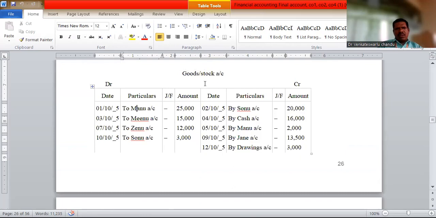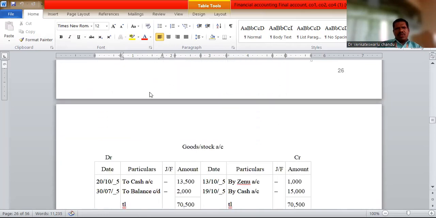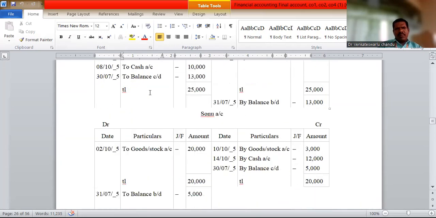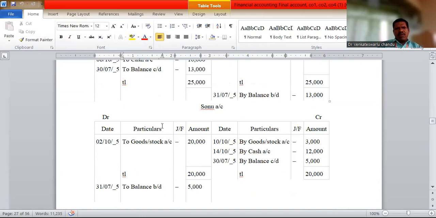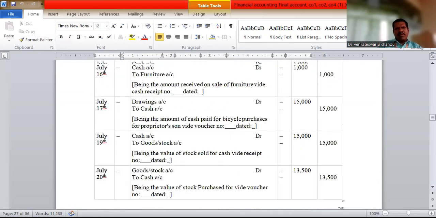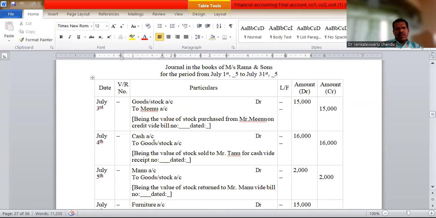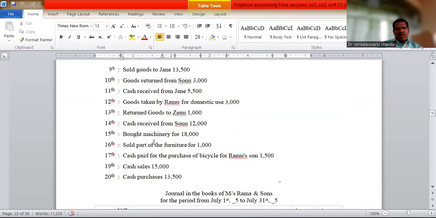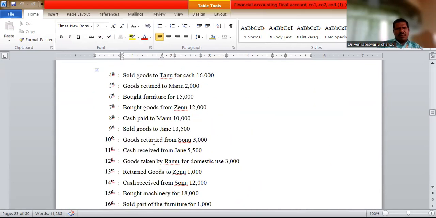In the goods account, we use the opposite word, by Sonu account, 20,000. In the Sonu account, we use the opposite word, to goods or stock account, 20,000. Let's see the fourth transaction.